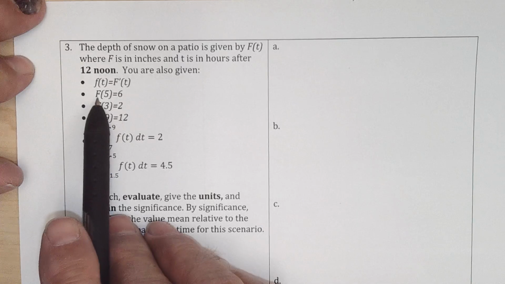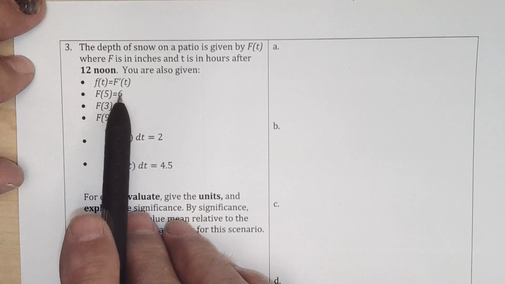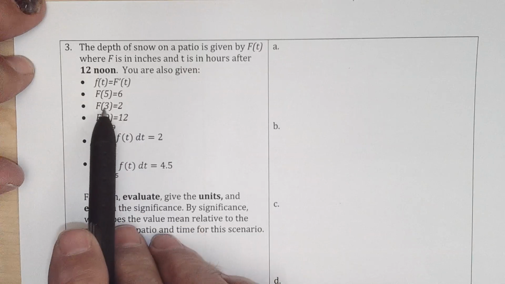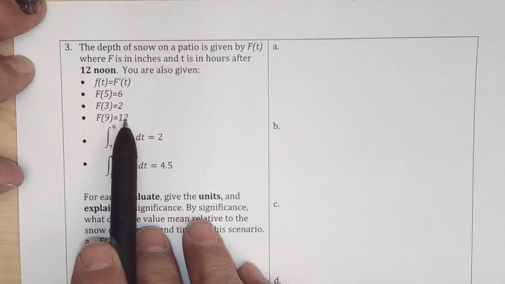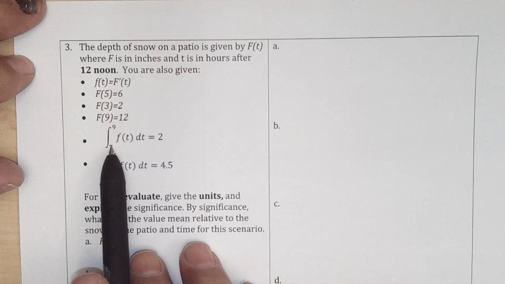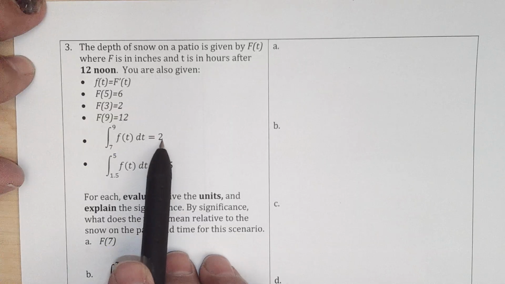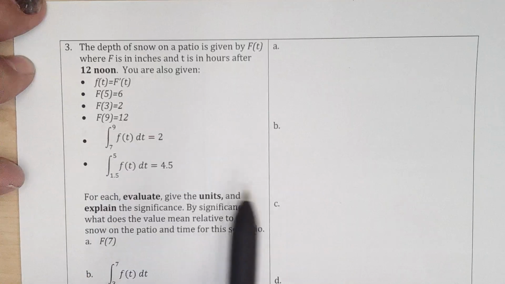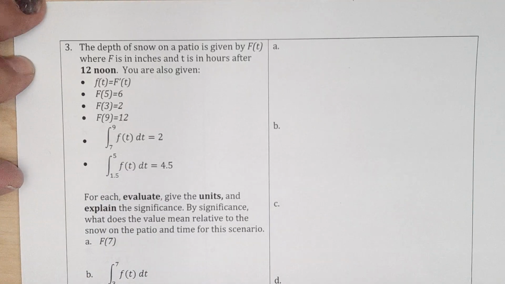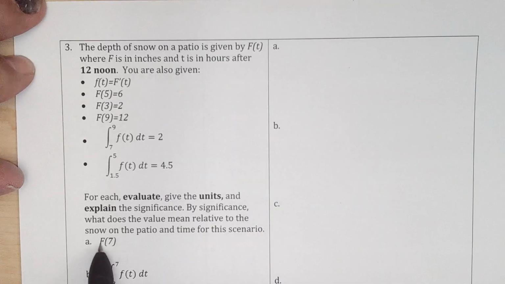Okay, so this means at 5 hours after 12, so 5 p.m., there's 6 inches of snow. At 3 p.m., there's 2 inches of snow. At 9 p.m., there's 12 inches of snow. Between 7 and 9, there was 2 more inches of snow. Between 1:30 and 5 p.m., there was 4.5 more inches of snow. And this says, so how much snow was there at 7 p.m.?